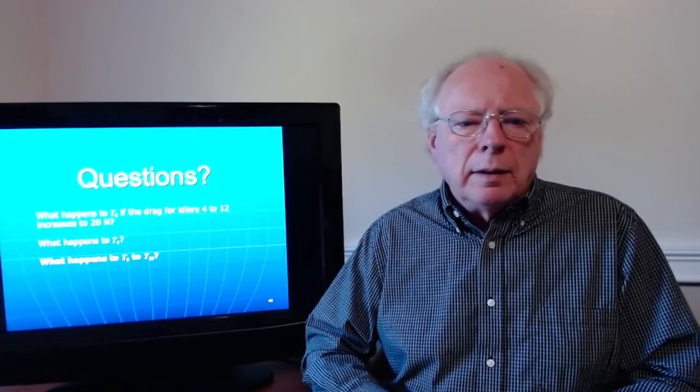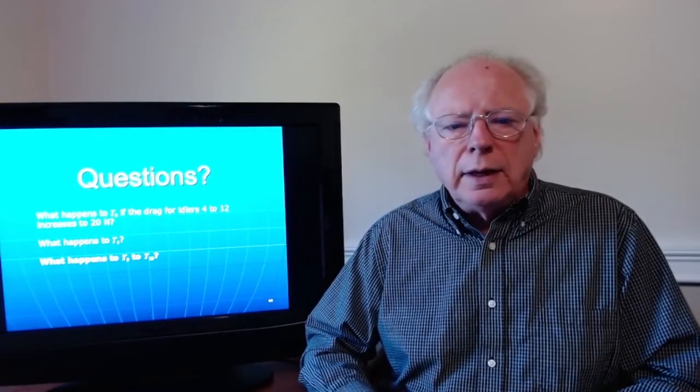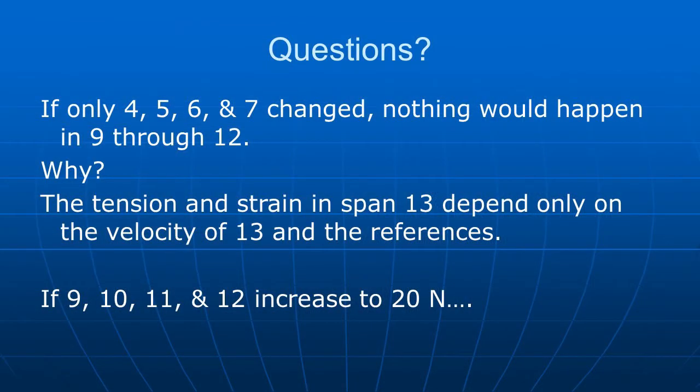What happens in spans T9 to T13? Well, if only spans 4, 5, 6, and 7 changed, nothing would happen in 9 through 13. Why? Because you still have the same quantity of web passing roller 8, and so the next spans don't see any difference. They don't see any change occurring in the flow that's entering that zone. And so the tension in span 13 depends only on the speed of 13 and the references, and so there's nothing going to happen in those spans.